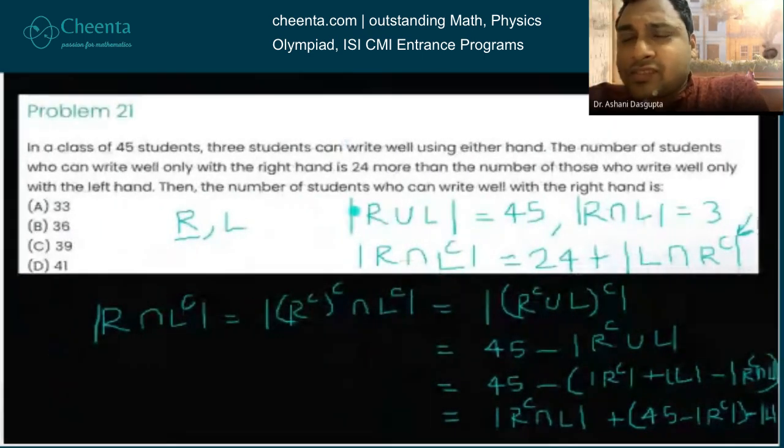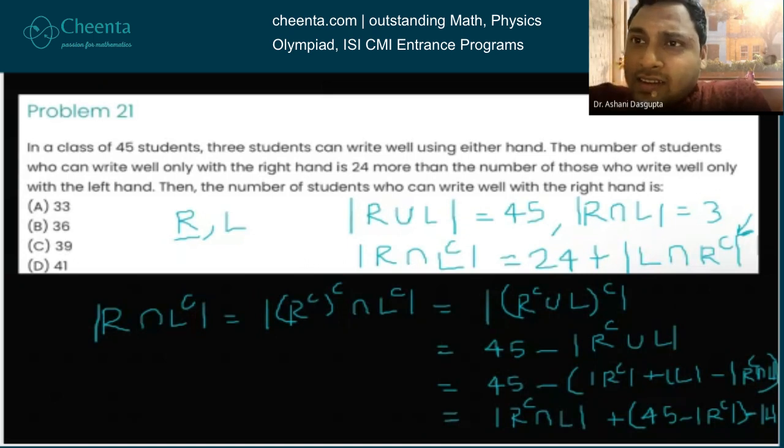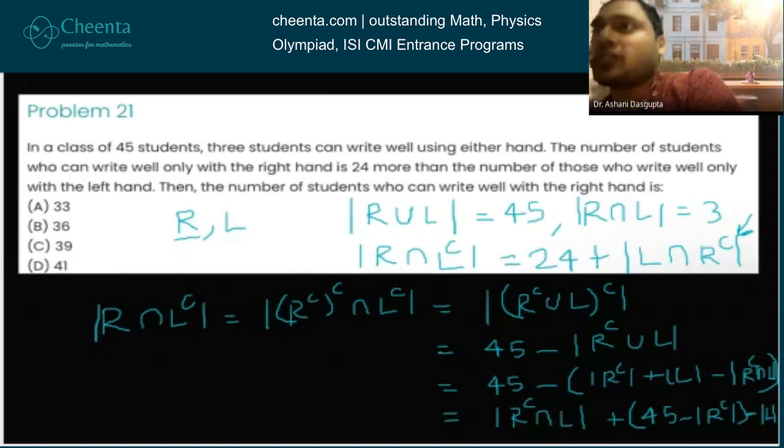Is it possible to do this just using the Venn diagram strategy? It should be possible, maybe, because you can just draw the picture and sort of do the same thing.